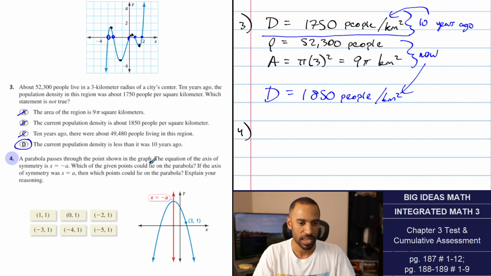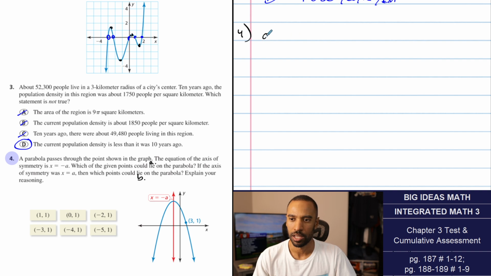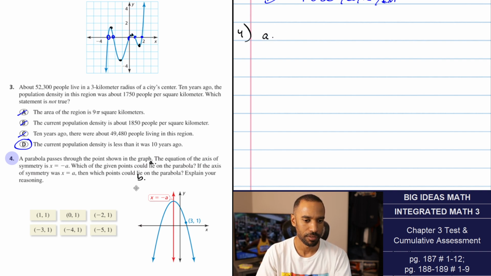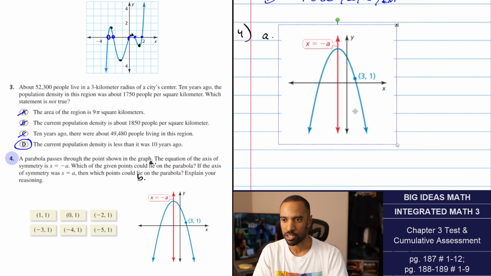Okay, I'm probably going to explain this out loud. I'm going to call this part A and this one part B. So part A, which of the given points could lie in the parabola given how it currently looks? Here's our part A. Let's go ahead and copy and paste that graph. Again, it might be a little blurry. We're assuming that a itself is a positive number, meaning negative a is a negative number.